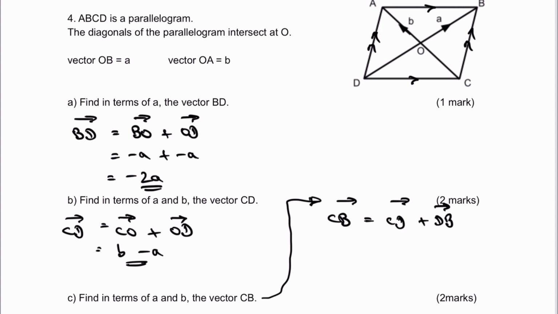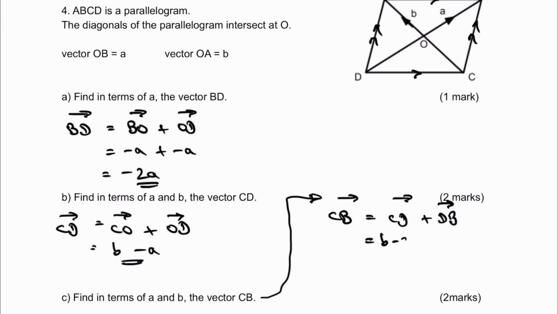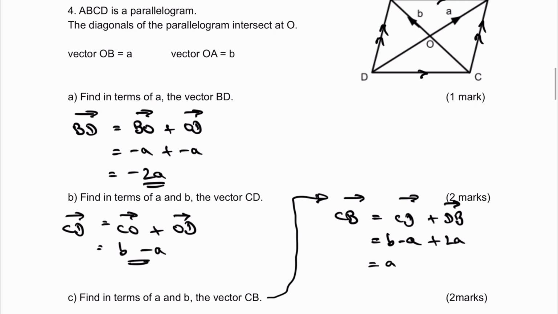Okay, so vector CD we've already worked out is going to be equal to B minus A, and vector DB is going to be 2A, because we know that BD from the beginning, the very first question, part A, is minus 2A, so therefore DB is going to be positive 2A. It's going in the opposite direction, and again you can pick that up from the diagram itself if you needed to. Okay, so let's tidy that up a little bit. That's going to give a vector of minus A plus 2A, which is going to give us A, and then we've got positive B, and that would be the answer to that question.